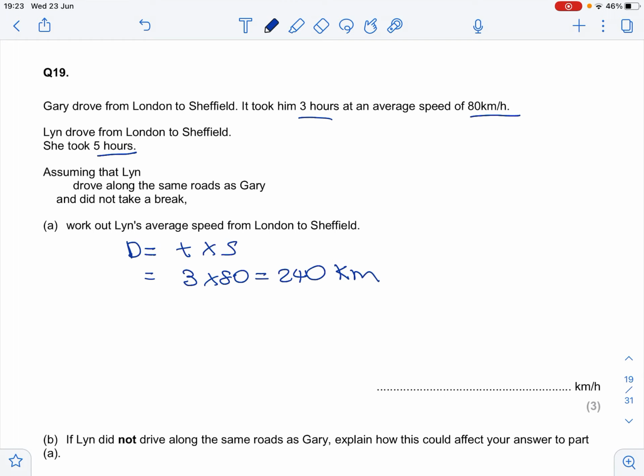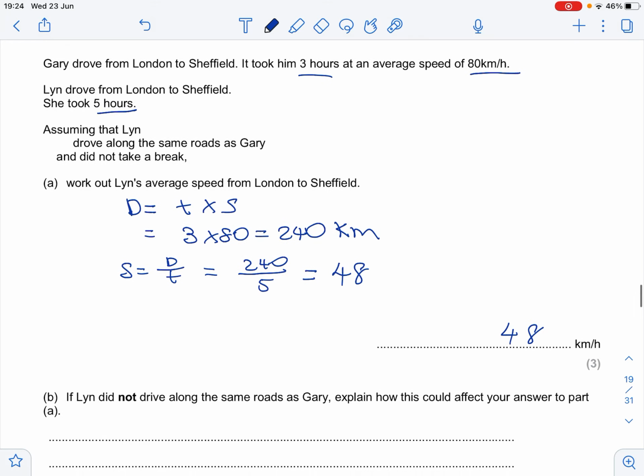And we want to find the speed, and we know speed is equal to distance over time. So distance is 240 divided by her time, 5 hours. So it's going to be 48. So it's 48 kilometers per hour.